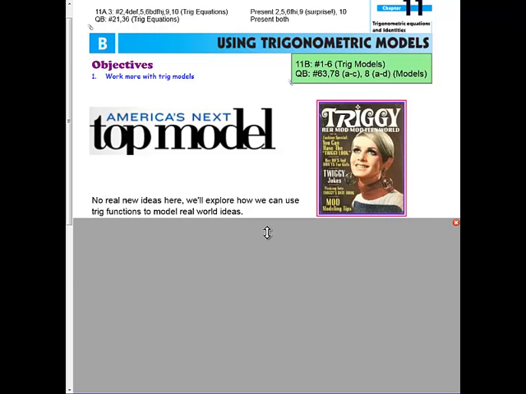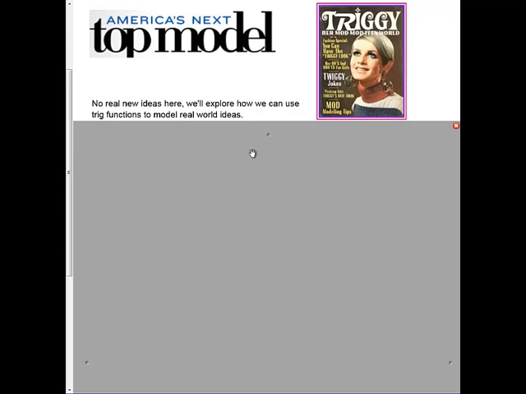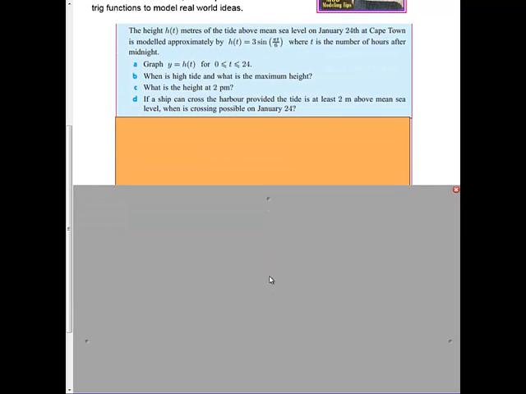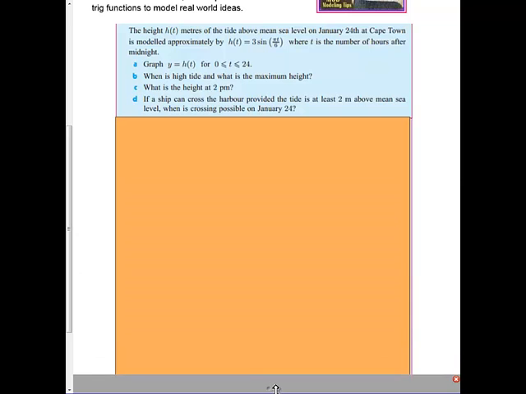We don't have any real new ideas here. We're just going to explore how we can use trig functions to look at real life data. And before, you'll remember, we'd given you a bunch of individual data points and you tried to find the trig function that matched those data points. This time, we're going to actually give you the model and just ask some questions about analyzing and interpreting the model. So here's the model, 3 sine pi over 6t, not a very complicated one. There's no shifts, it's just some stretches, and it's a simple sine model.